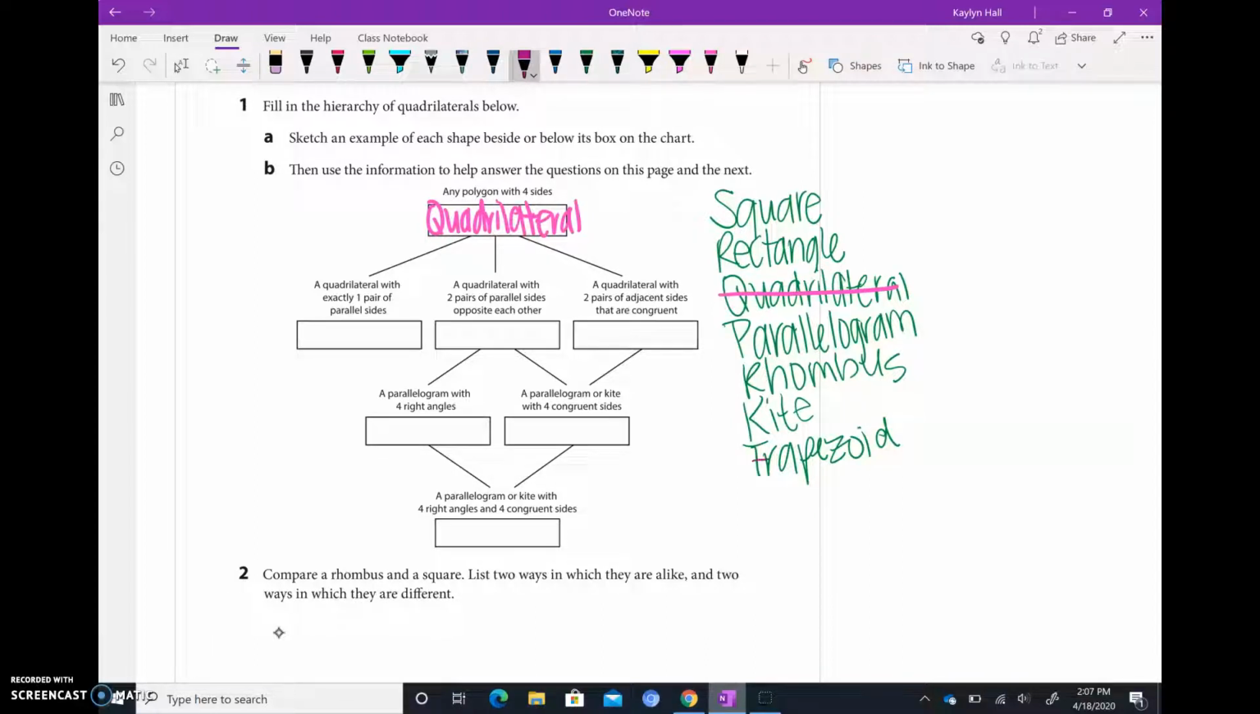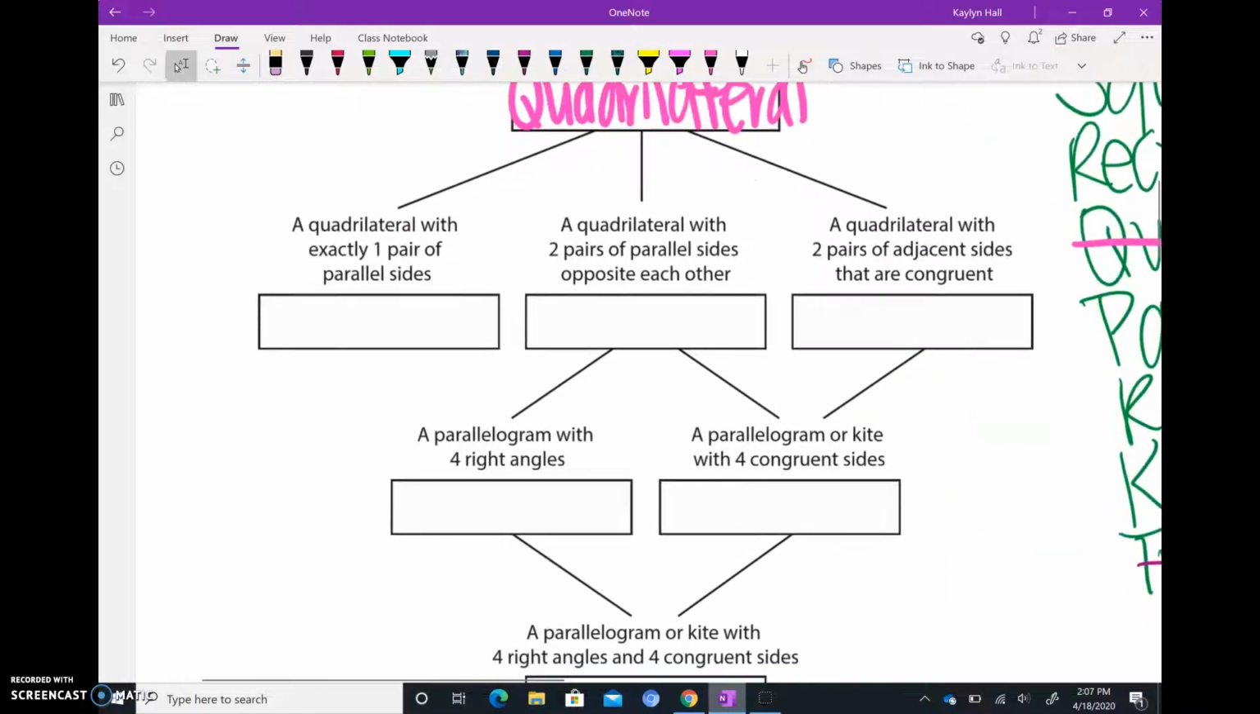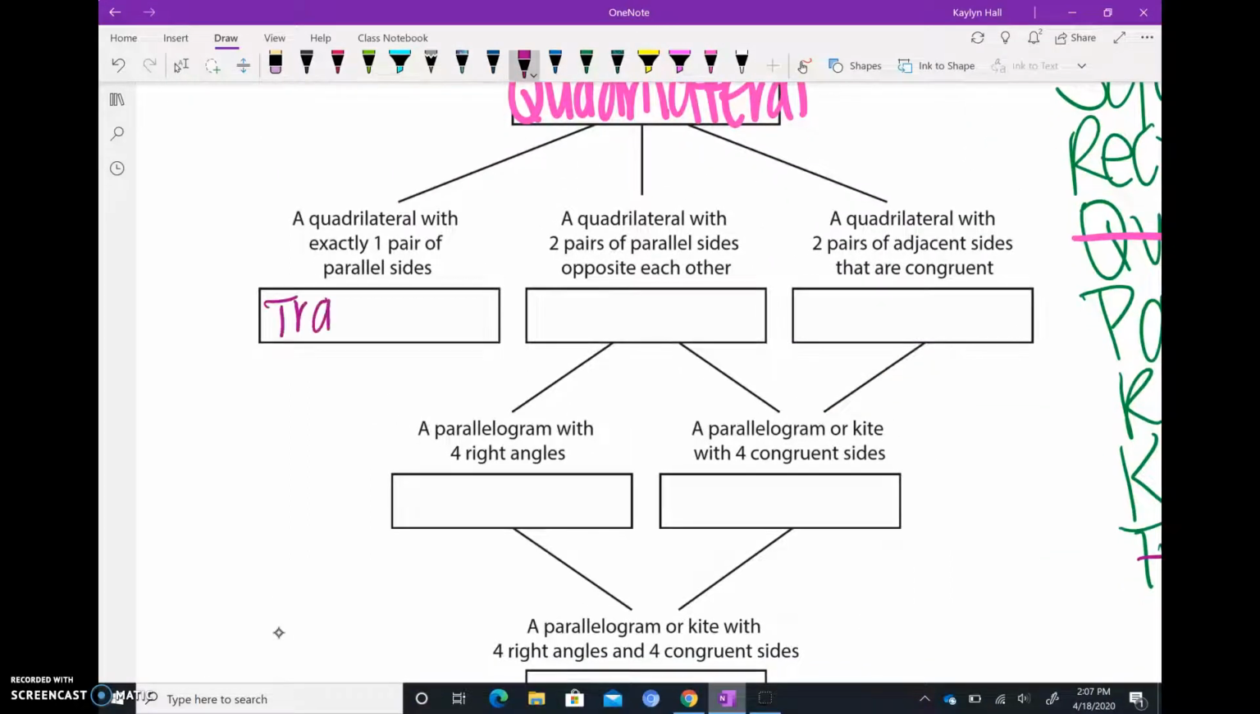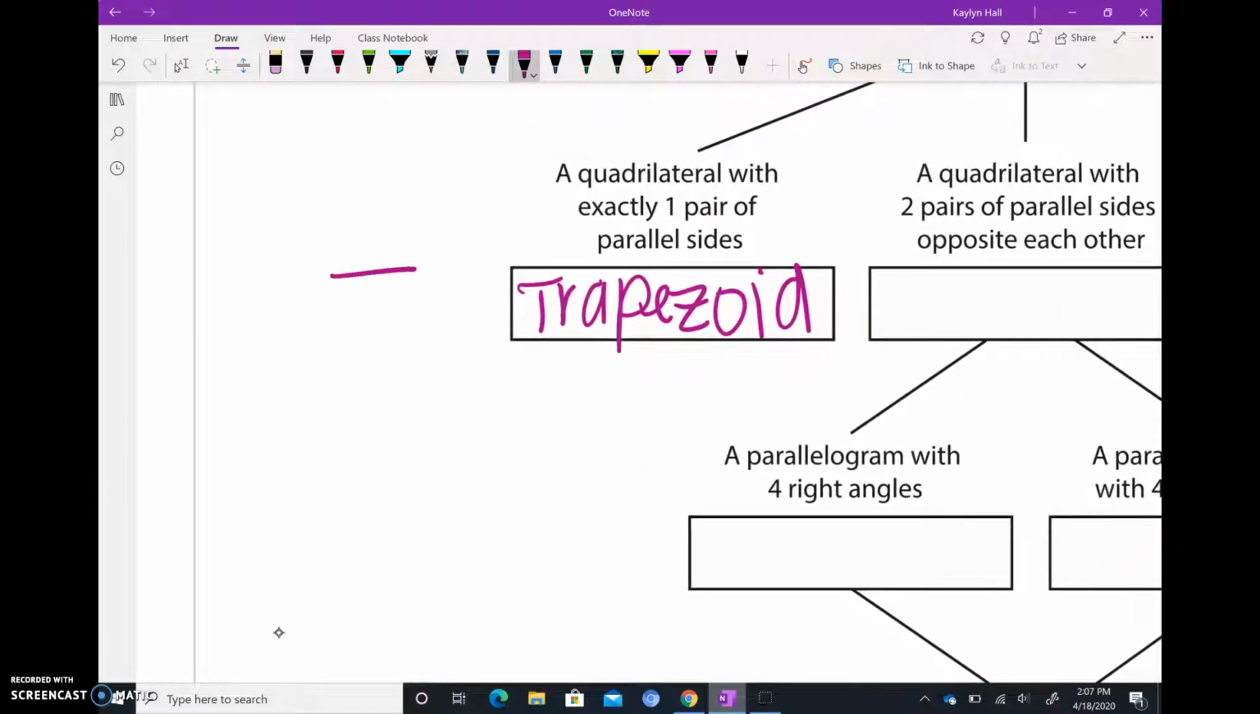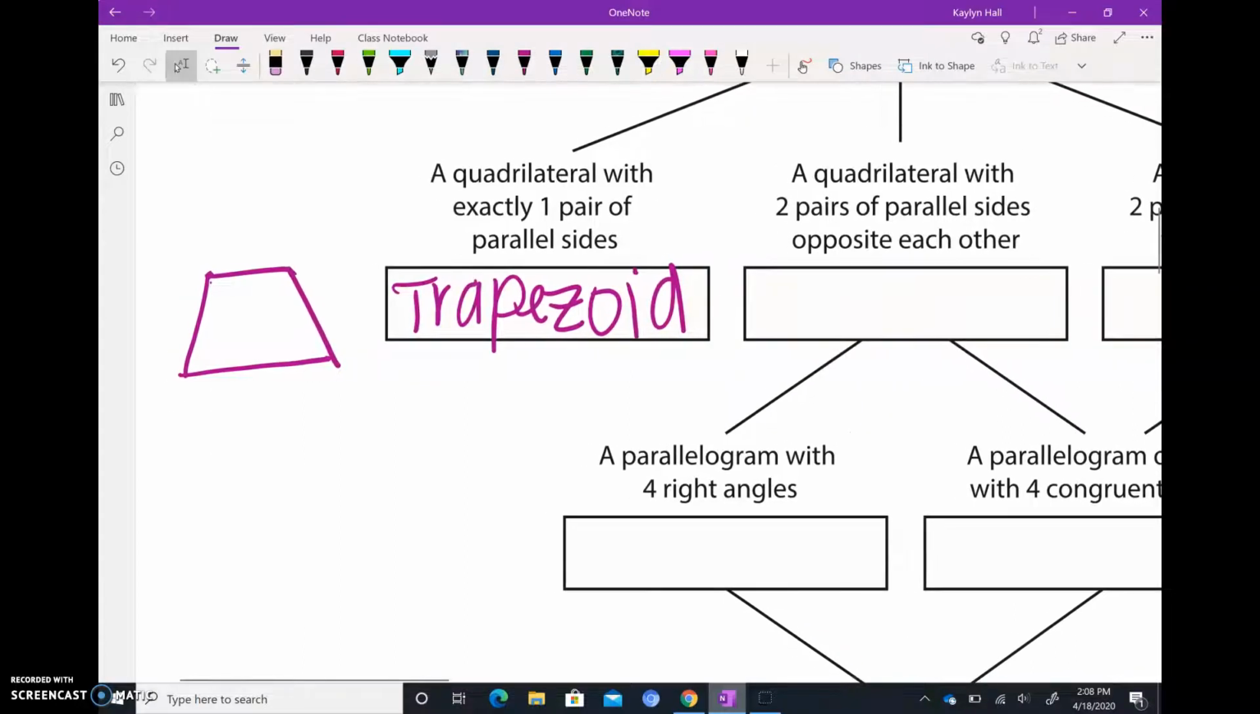If you said trapezoid, you are correct. It is trapezoid, so please write trapezoid in this box. And then we need to draw a picture of a trapezoid. Remember, parallel means they're going to go forever. We could extend them forever and they'll never run into each other. So these 2, that's 1 pair. And that pair is not parallel. That was a bad line. There we go. There's your trapezoid.